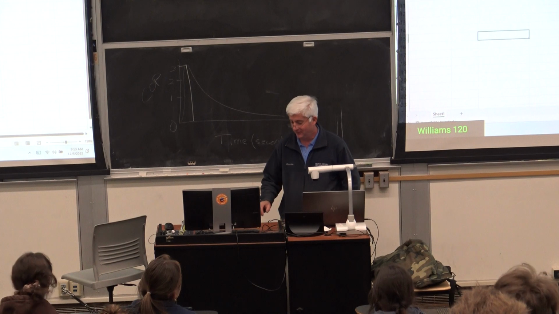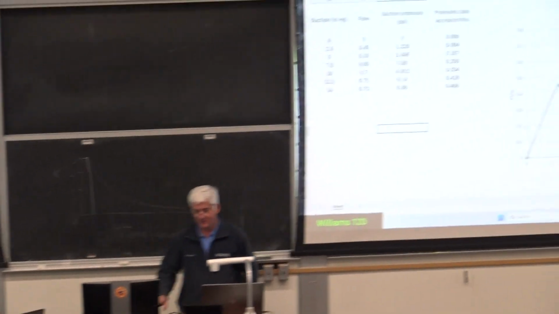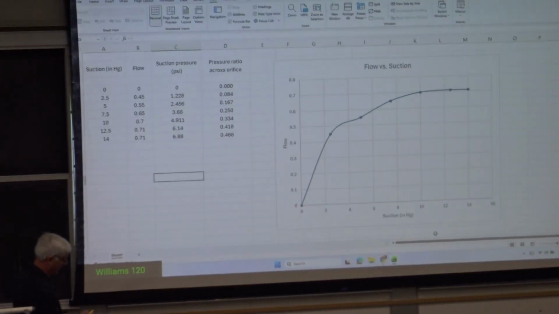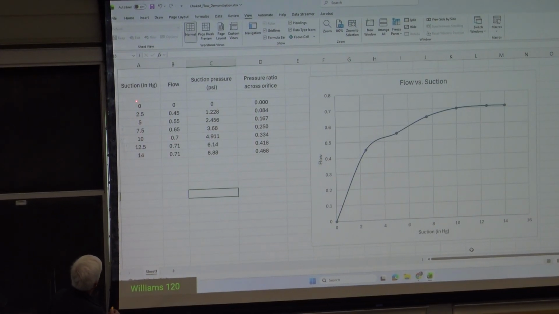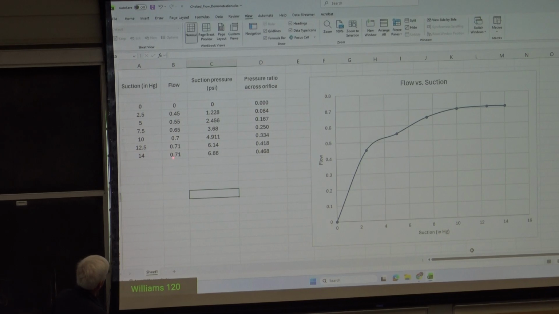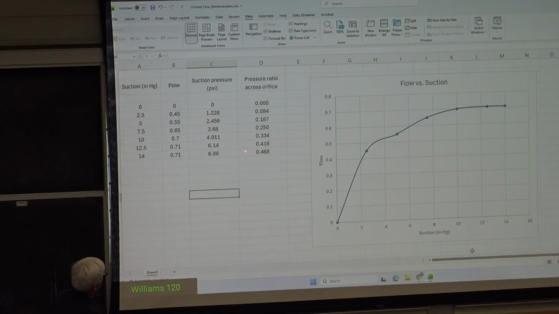Alright, so what Pastor Pete did is right on the screen. So here's all the numbers I was writing down. So there's the suction in inches of mercury. There's the flow meter. Suction pressure in PSI. And here is the pressure ratio across the orifice. So basically, the downstream pressure divided by the upstream pressure.